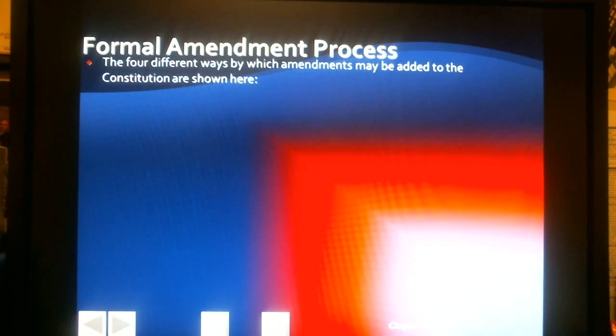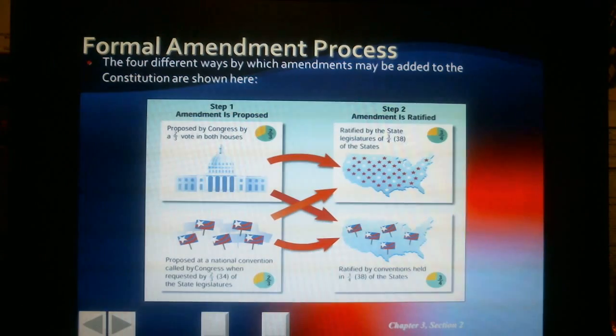The other part of the Constitution that was very important was how does it get changed? How do you alter it somehow? Basically, the amendment process is here on this chart. And really, it's a simple process, but it's also extremely difficult. Step one is how an amendment is proposed. Proposed means to be asked. There are two ways that you can try to get an amendment sent to the Constitution.